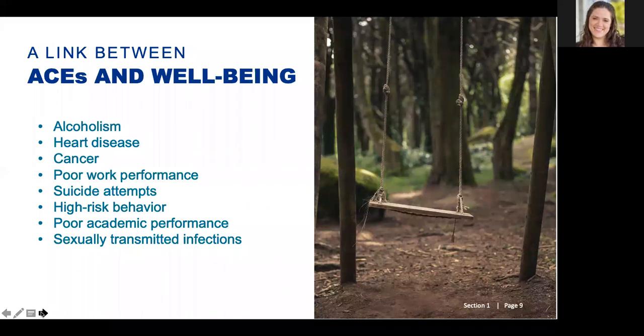And the other thing that they found was that there was a dose-response relationship. So the higher the person's adversity score, the higher their relative risk for many of these undesired outcomes. But I do want to reinforce that childhood adversity does not mean a person will have diabetes or a substance use disorder. It simply means that risk is increased.